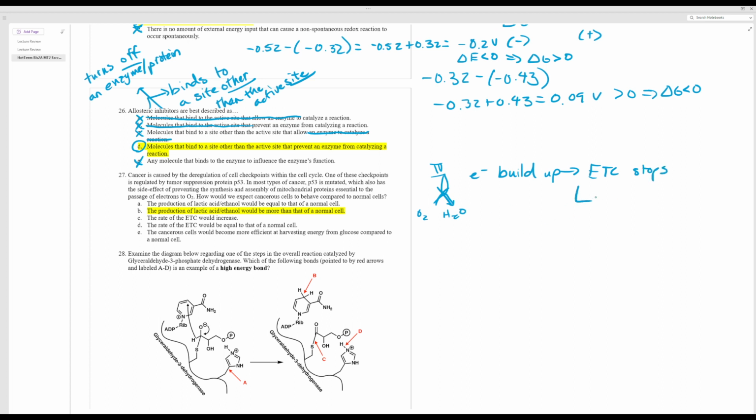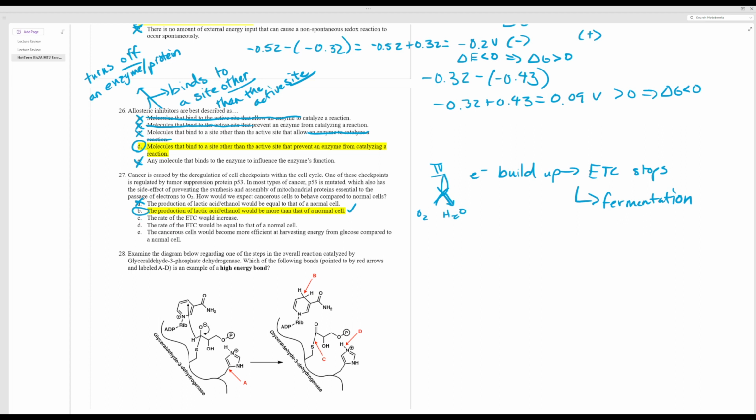If ETC stops, the cell is going to trigger fermentation. So let's see, the production of lactic acid/ethanol would be equal to that of a normal cell? No, because we've now triggered fermentation, and a normal cell would likely not be going under fermentation. B, the production of lactic acid and ethanol would be more than that of a normal cell. That's true, right? Because a normal cell would probably not be undergoing fermentation versus our cancer cell is undergoing fermentation.